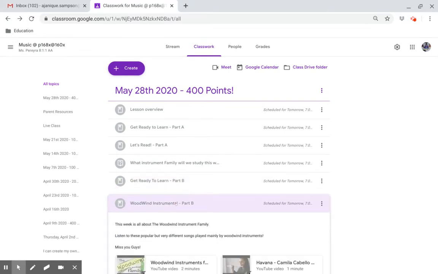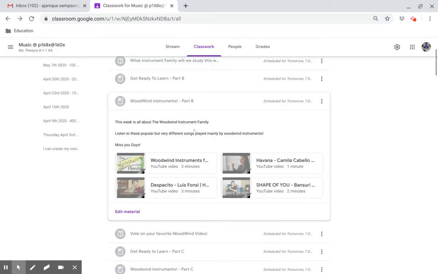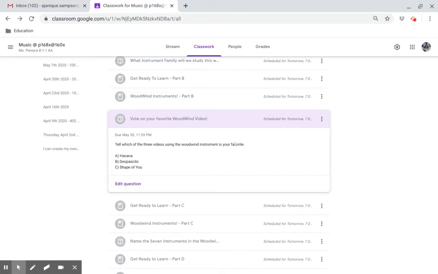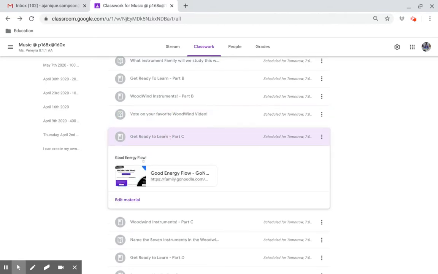Lesson B, woodwind instruments. Well, this week is all about woodwind instruments. So listen to these three very popular songs played by different woodwind instruments. Here's also a video that details woodwind instruments. After listening to these songs, vote on your favorite: A, Havana, B, Despacito, or C, Shape of You. That's your B lesson.